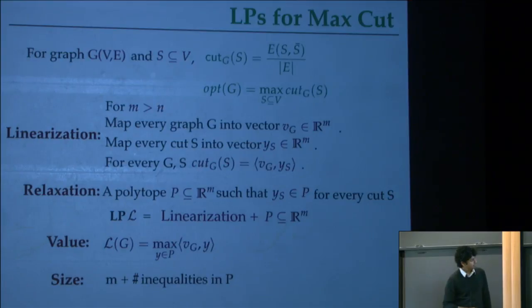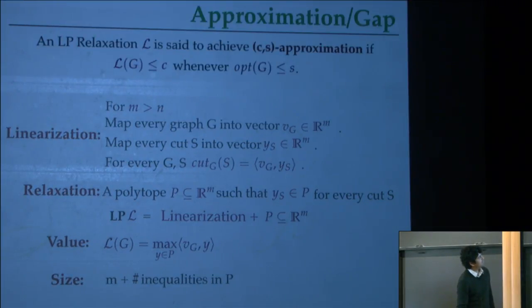Great. So the value of this LP is just the natural thing, the maximum over this polytope P of the inner product of V_G and y. And the size is basically this m, which is not important. Just think of it as the number of inequalities in this polytope P. So all fairly standard stuff.